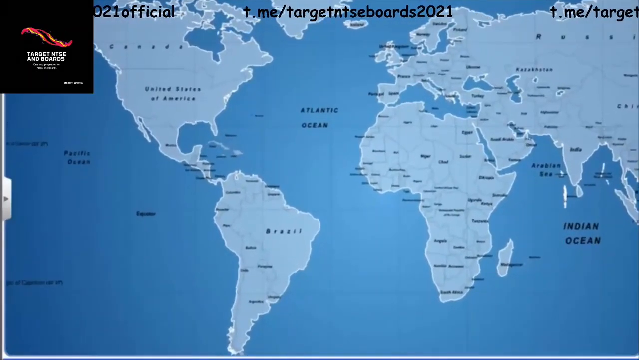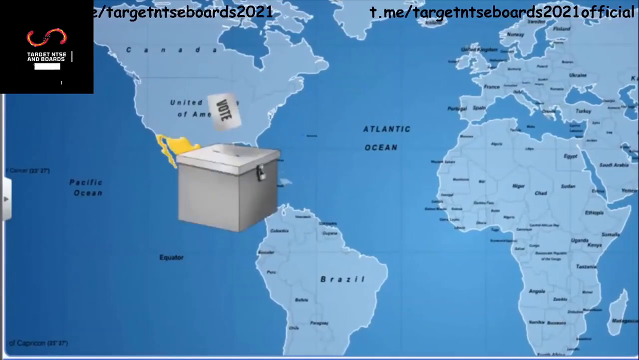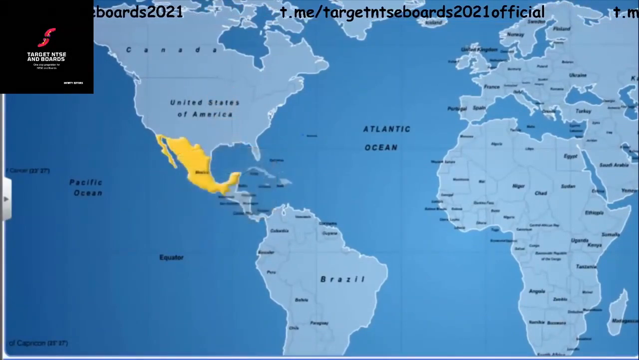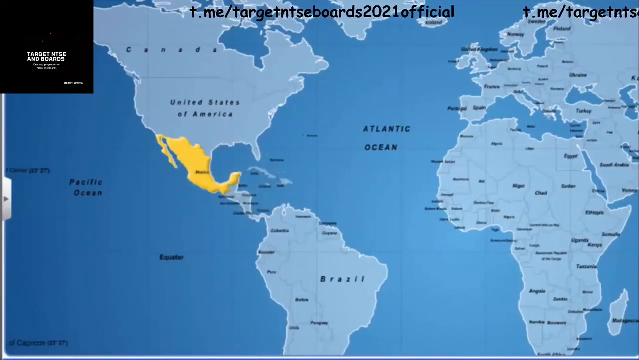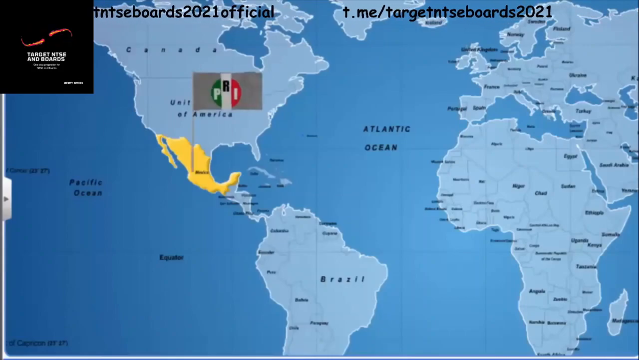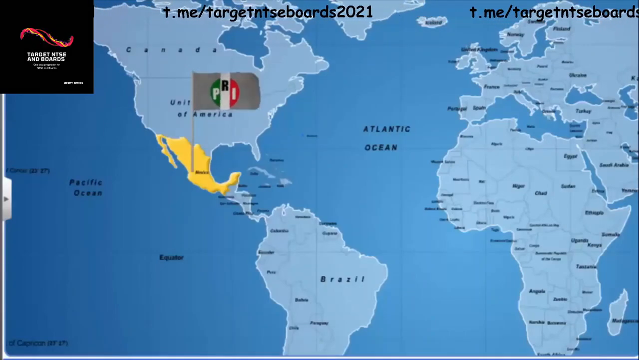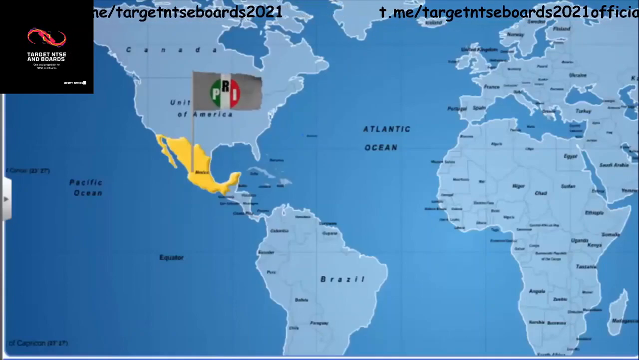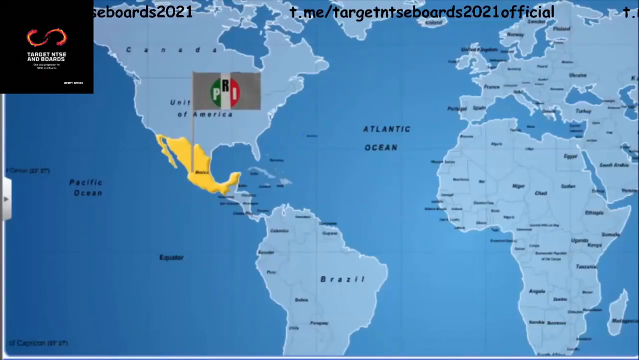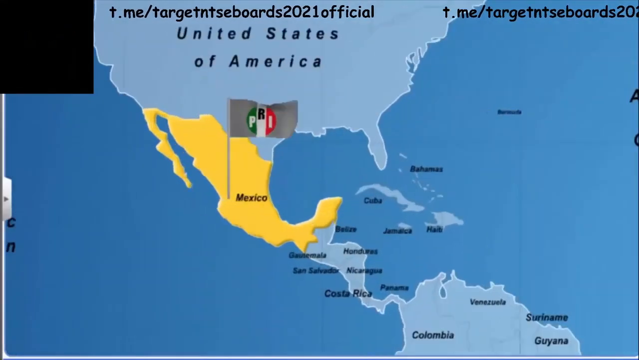Similarly, every 6 years, Mexico holds elections to elect its president. Until 2000, every election was won by a party called the PRI, or the Institutional Revolutionary Party. This was not because the PRI was the most popular party. The PRI won by using a number of dirty tricks.